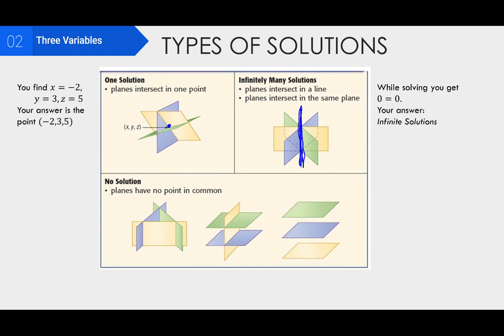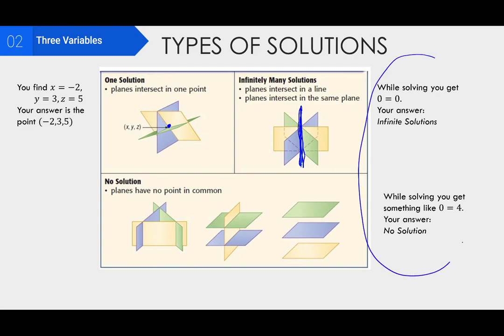No solution, look at our different options here. There's nowhere that all three planes are intersecting at the same time. For that, when you're solving, you'll get something like 0 = 4. So if you get either of these two options when you're helping out students, don't freak out. One of them means infinite solutions, and the other means no solution. All three planes don't cross at one point.